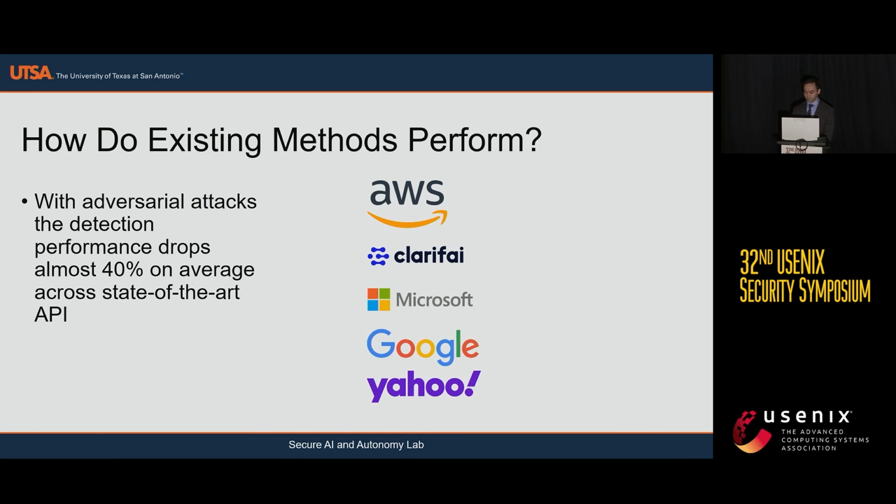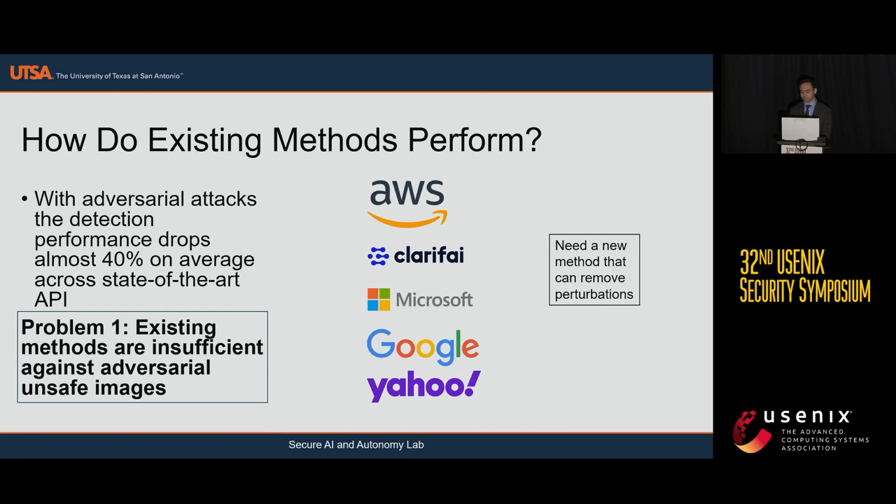Some preliminary experiments have shown that even state-of-the-art APIs are vulnerable to these attacks, with an average performance drop of nearly 40%. From this experiment that we conducted, we find that existing unsafe image detection systems are insufficient in detecting adversarial unsafe images.